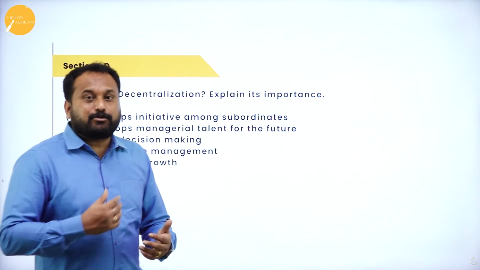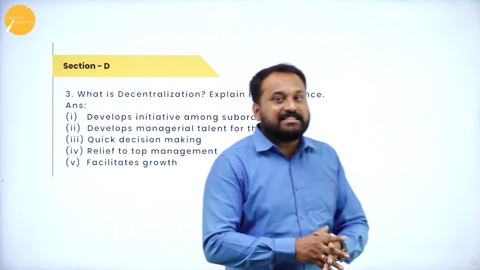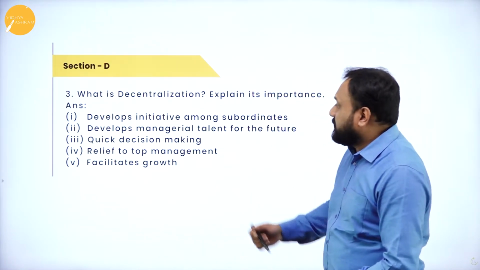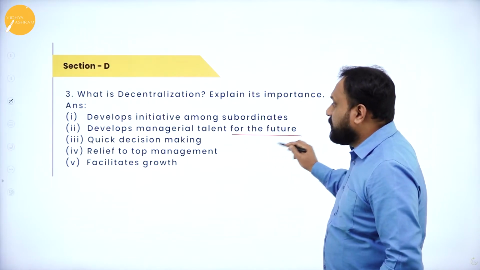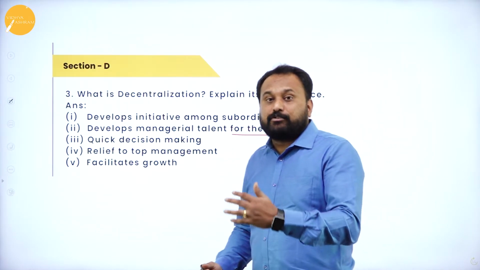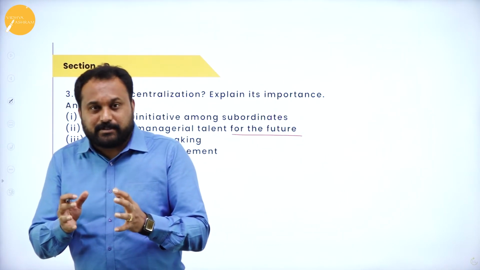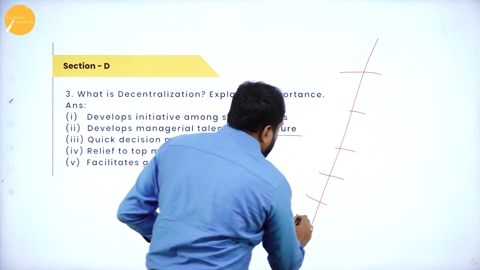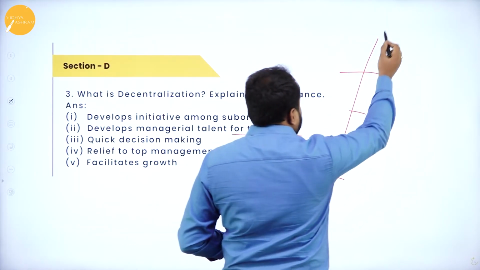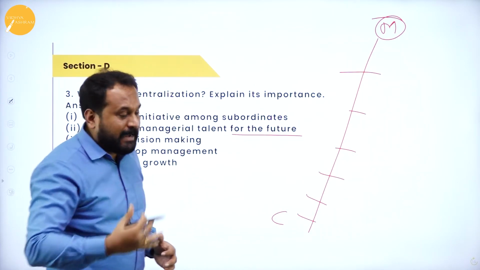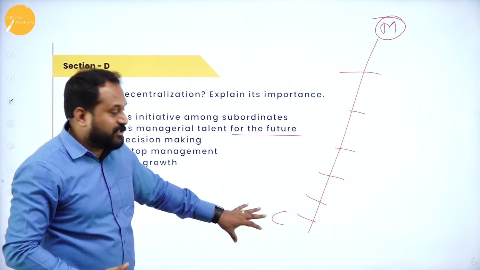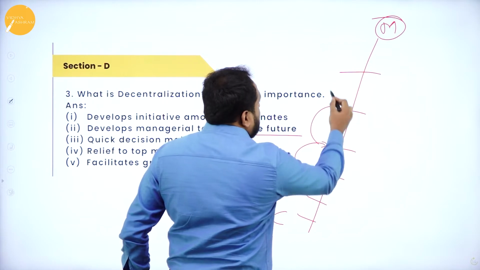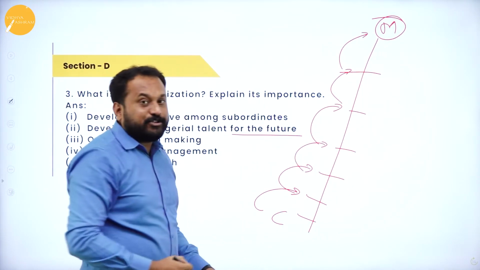And here what happens is, through decentralization, we can make quick decisions as well. So the benefits here are: develops initiative among subordinates, develops managerial talent for the future, quick decision making, relief to the top management. See, when it is centralized, what happens is, say we have a very big hierarchy. Now there is a person called C here, and there is a person called M here, who is the top management. Now if C needs to take a decision, he should tell him, take permission, done. By then what happens is, the opportunity is lost.